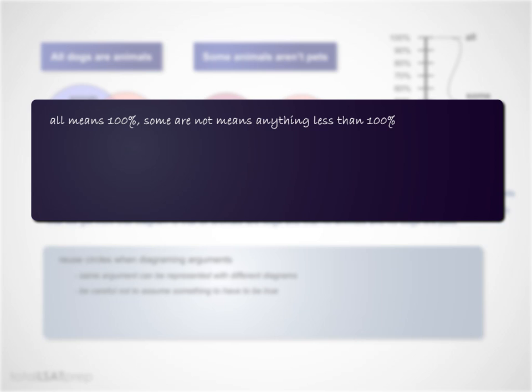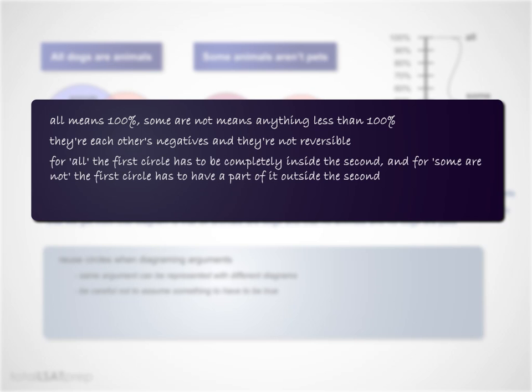Okay, so to recap, the qualifier all means 100%, and some are not means anything less than 100%. They're each other's negatives, and they're not reversible. That's also very important to keep in mind. All A are B does not mean that you can deduce that all B are A. For all, the first circle has to be completely inside the second. That's how you need to represent it. And that can also mean that the two circles can overlap. That's what being completely inside can also mean.